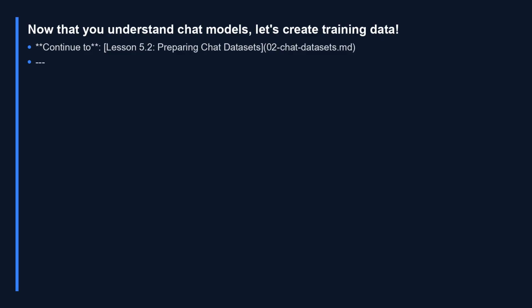What's next? You now have a complete mental model of how chat systems work, from the training pipeline that creates them, to the message format that structures them, to the templates that serialize them, to the context window that constrains them. The next step is building the data that will teach your model new behavior. Continue to lesson 5.2, preparing chat datasets.